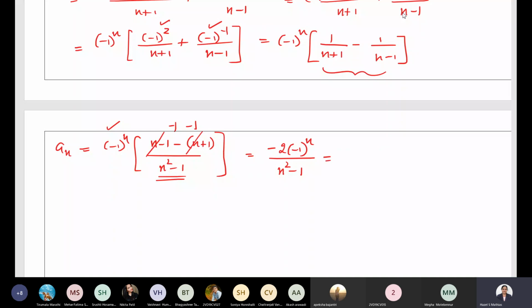Anybody has any doubt? This can also be written as 2 power minus n plus 1 divided by n square minus 1, because here minus 1 power 1 is there. So it can be written as minus 1 power n plus 1. Anybody any doubt? And this is true for the case when n is not equal to 1. Anybody has any doubt in this problem?